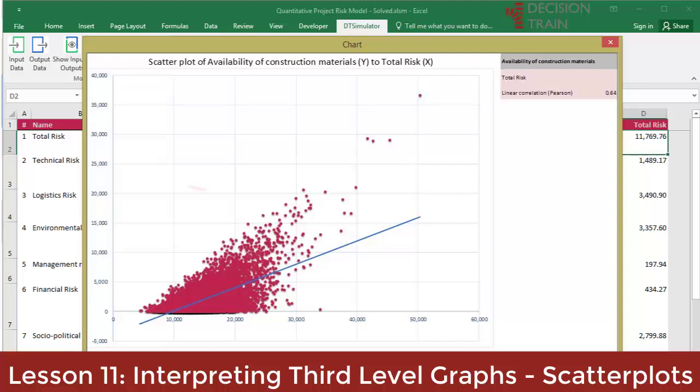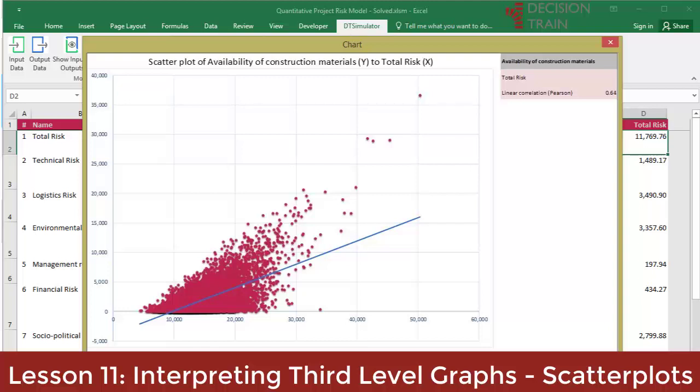A line of fit, also called a trend line, has been drawn in order to study the correlation between the variables. One of the most powerful aspects of a scatterplot, however, is its ability to show nonlinear relationships between variables. This diagram shows 10,000 points: the 10,000 iterations or possible combinations between the variable availability of construction materials and total risk. The coefficient of 0.59 is represented by the fitted line. The greater the degree of association of the 10,000 points with respect to the fitted line, the closer all the points will be to it.